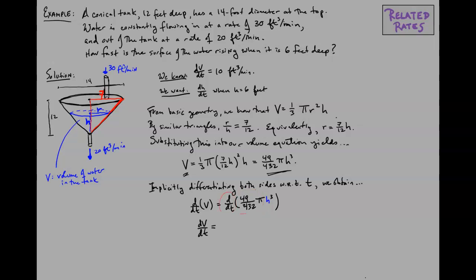So to take the derivative of this composite function, we of course need the chain rule. So the derivative of the outer function is going to give us 3 times this constant stuff times h squared. That's just the power rule, but we are not done. To use the chain rule, I have to multiply by the derivative of the inner function, which will give me dh dt. Good, and I can clean this up a little bit if I notice that 432 is divisible by 3. So knocking out a factor of 3 from top and bottom turns this constant into 49 over 144.